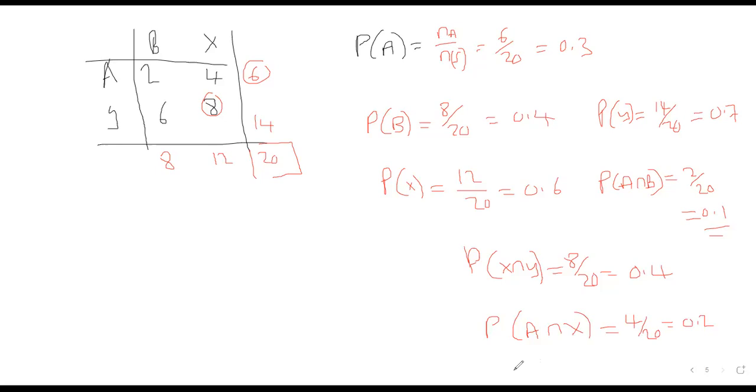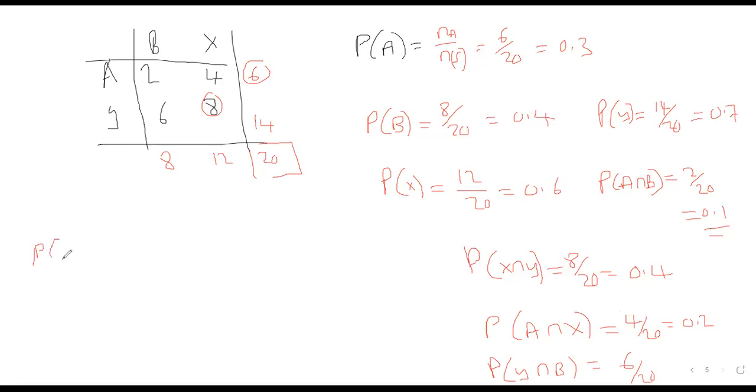How about Y intersection B? 6 over 20. Good. Sir, just a second, I think I'm a bit confused. These answers, are we dividing the 4 into 20 or subtracting? No, it's just dividing, 4 divided by 20. Okay, I get it.